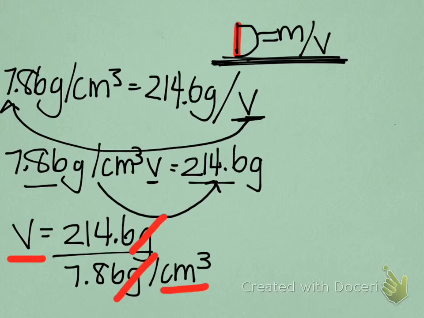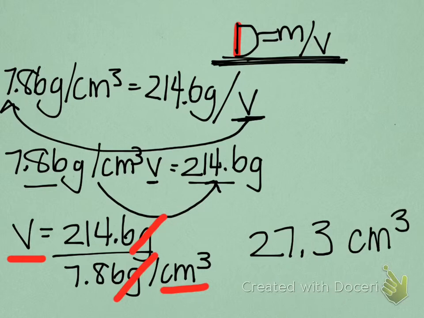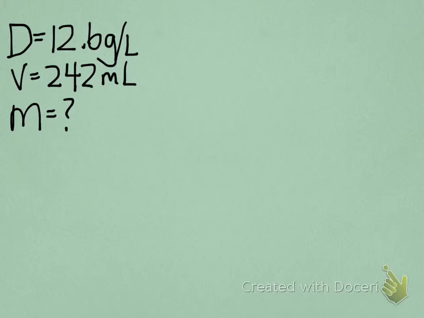So now you just plug in 214.6 divided by 7.86 in your calculator, and you should be getting something like 27.3 centimeters cubed. Alright, so we'll do one more problem here. So you're given that your density equals 12.6 grams per liter. Volume equals 242 milliliters, and we're looking for the mass.